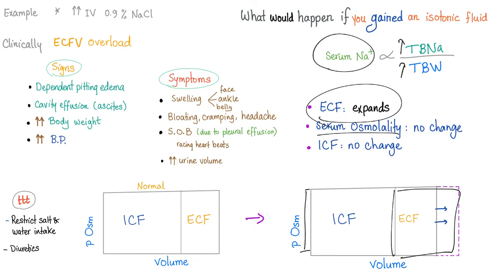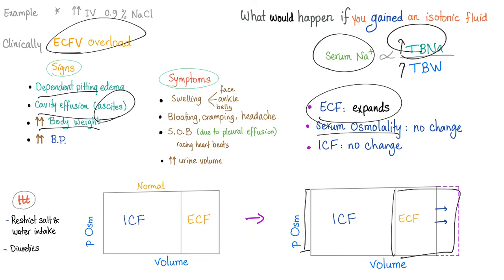Signs and symptoms. We have signs of ECF volume overload, such as dependent pitting edema because of increased total body sodium. We have cavity effusion, such as ascites, pleural effusion. Increased body weight. The most common cause of increased body weight in a hospitalized patient is increased total body sodium. Increased blood pressure. We are gaining fluid.